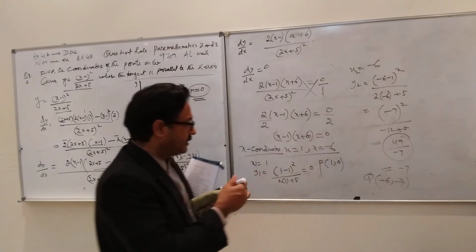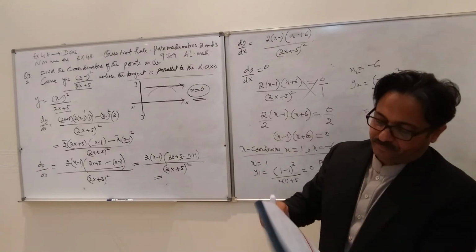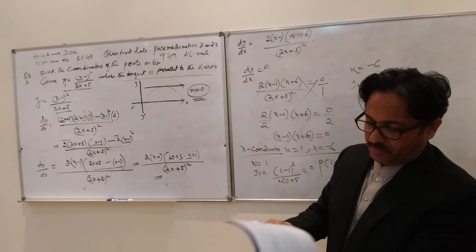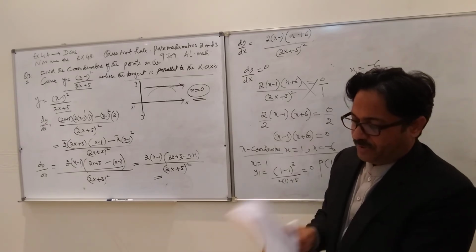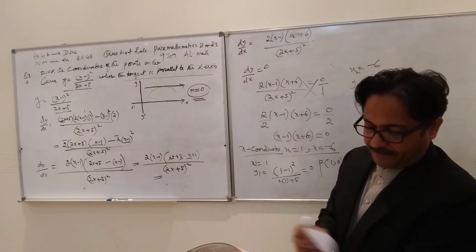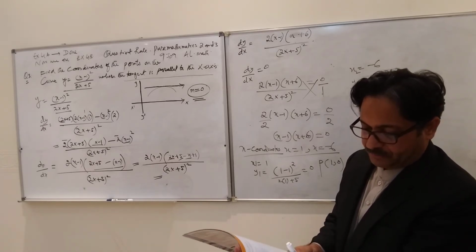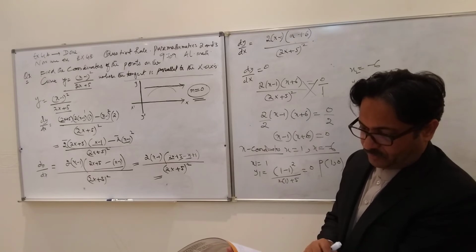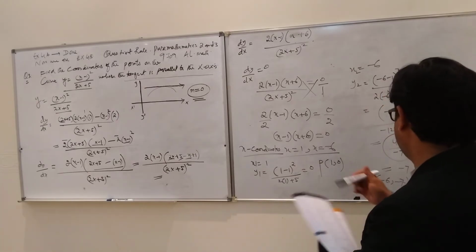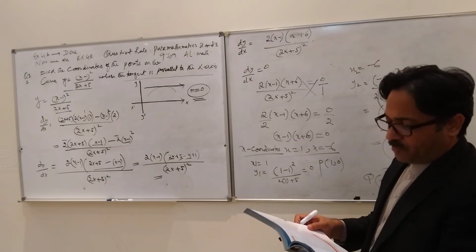Let's see the answers. Let's see the answer of this question number 3, part B. Minus 6, minus 7, correct? Yes, and 1, 0. So these were the coordinate points. They are correct. I'm doing one more question here.